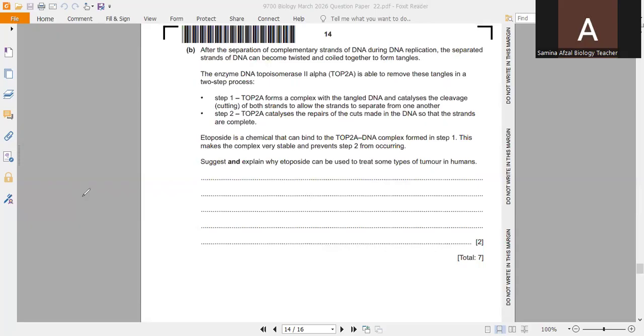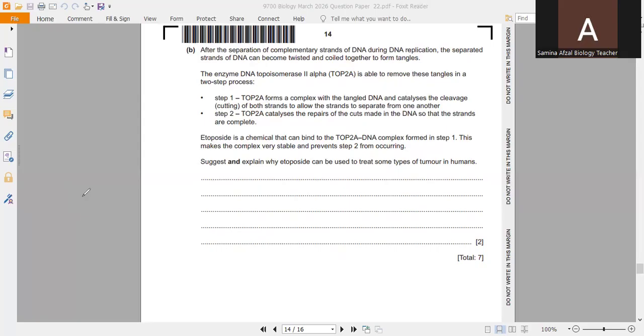Step 1, TOP2A forms a complex with the tangled DNA and catalyzes the cleavage, cutting, of both strands to allow the strands to separate from one another. And step 2, TOP2A catalyzes the repair of the cuts made in the DNA so that the strands are complete. Etoposide is a chemical that can bind the TOP2A DNA complex formed in step 1. This makes the complex very stable and prevents step 2 from occurring.